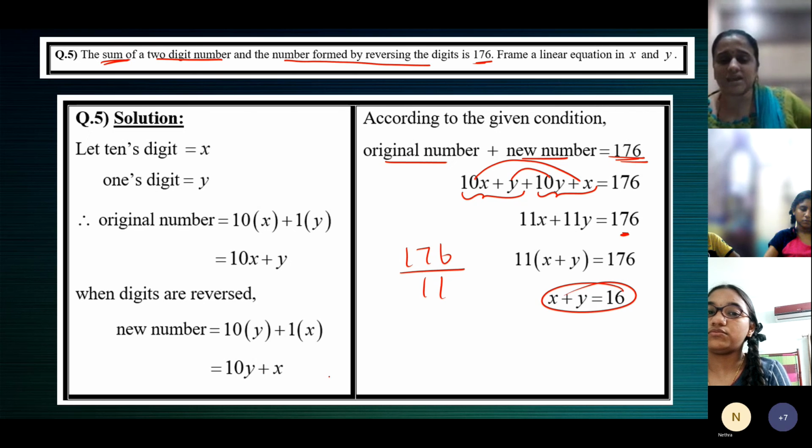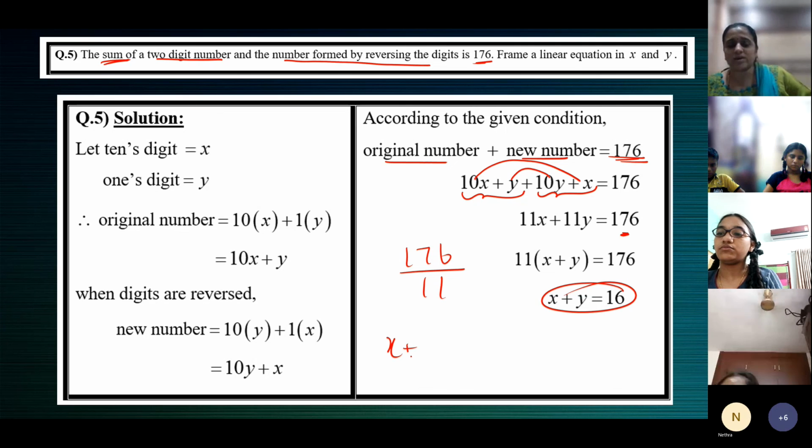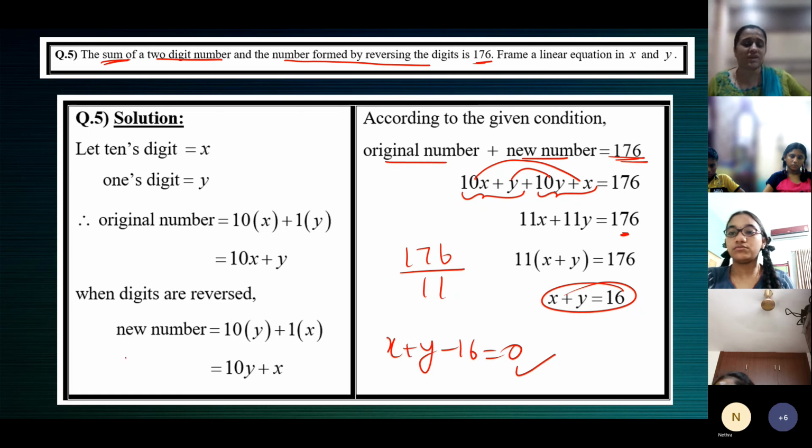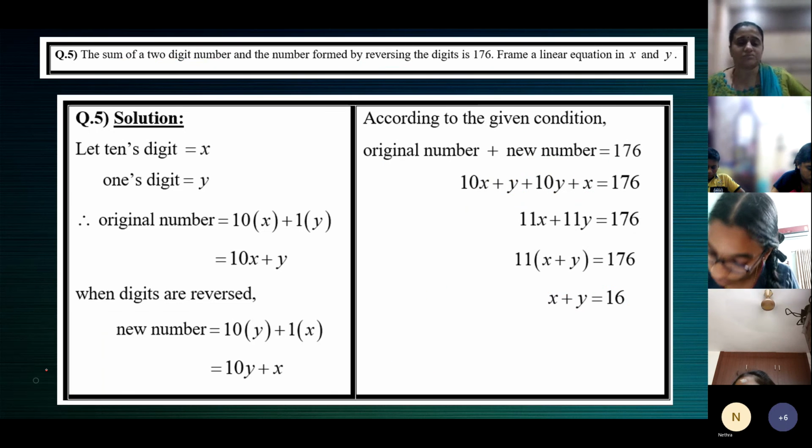You can also write it in the standard form like this: x plus y minus 16 is equal to 0. You can also leave it. It'll be better you leave it like this. I'll also change the slide. x plus y minus 16 is equal to 0 in the standard form. Please write this: x plus y minus 16 is equal to 0.